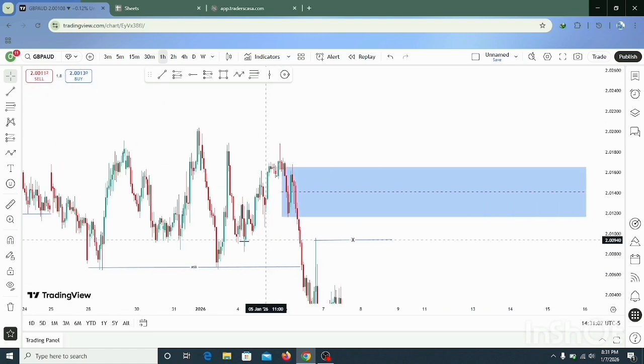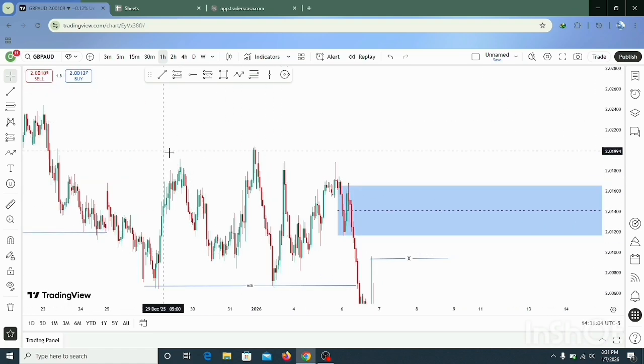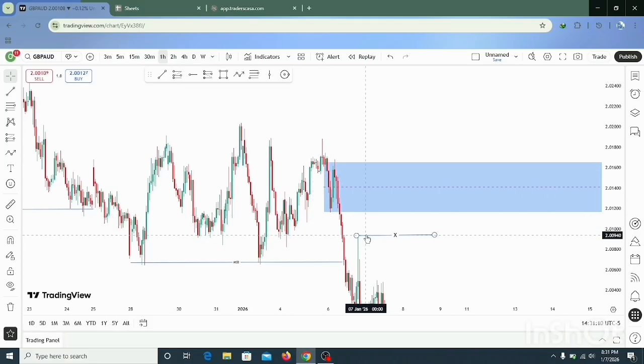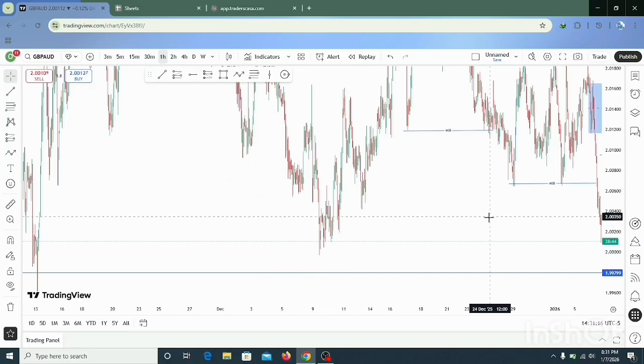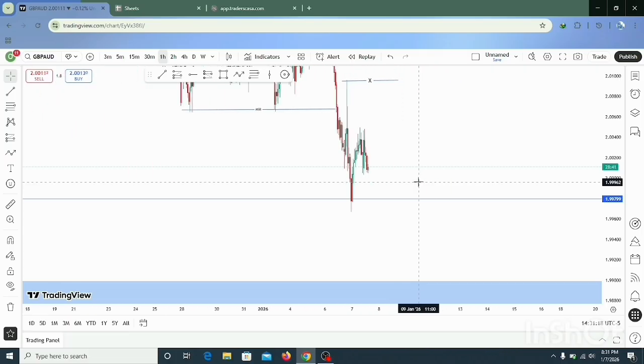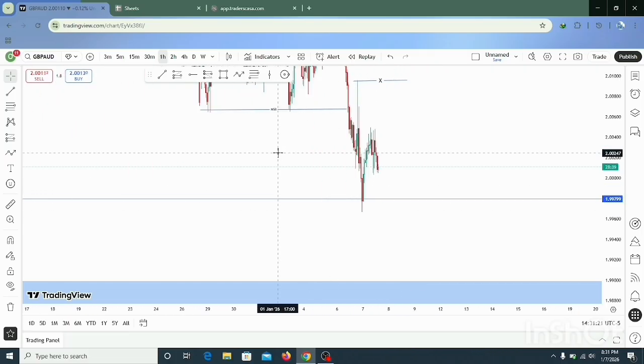But basically what I'm seeing here is this sweeping liquidity, sweeping this high. And I'm seeing this as a high over here. What I'm seeing here, guys, is that the 1-hour time frame actually gave us that break of structure.